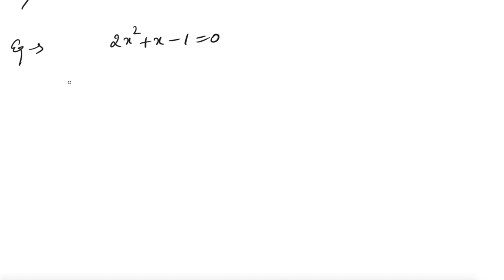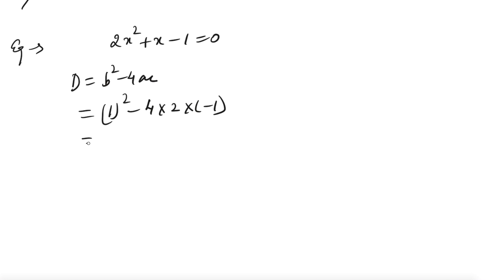Okay, so in order to find that, let me find the value of capital D, that is b square minus 4ac. So this is equal to b is 1, so 1 whole square minus 4 into 2 into minus 1. Correct? So this becomes 1 plus 8, which is equal to 9, greater than 0. Okay, everything else is defined, hence the roots will be real and unequal.